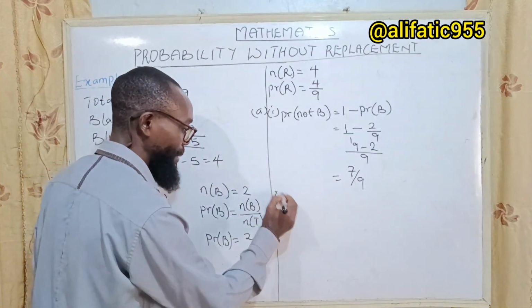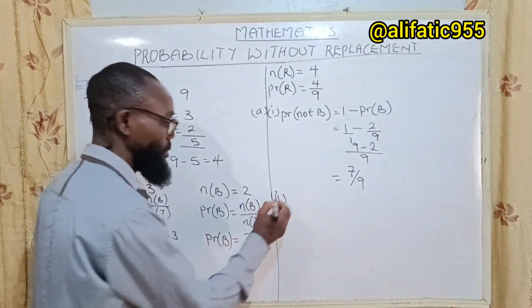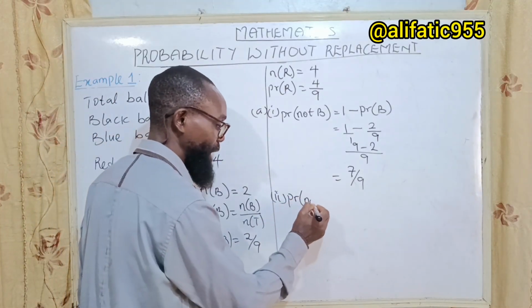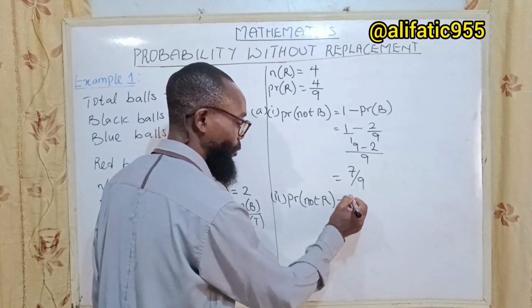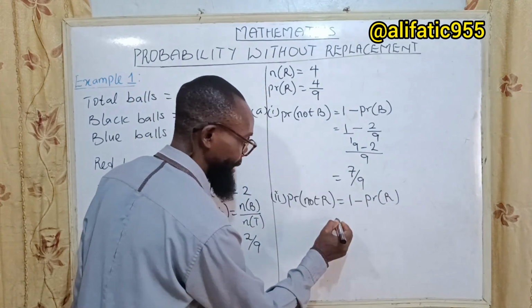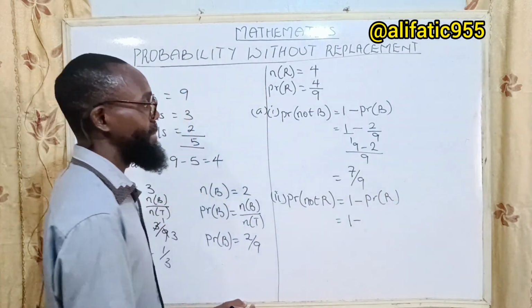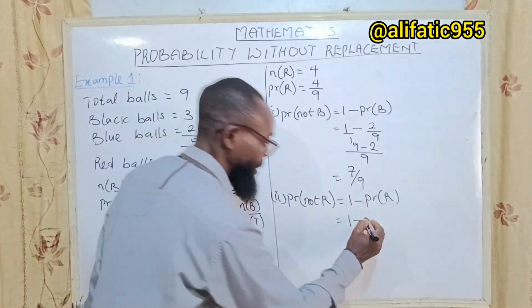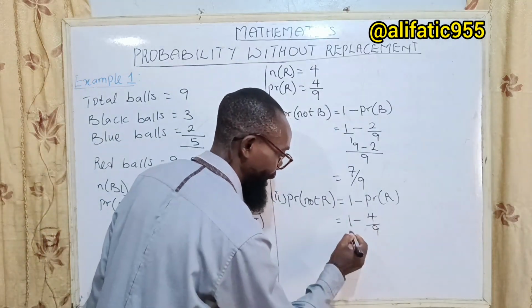Probability 2. Probability of not red. So probability of not red will be 1 minus probability of red. That is 1 minus probability of red, here 4 over 9. Let's say over 1.